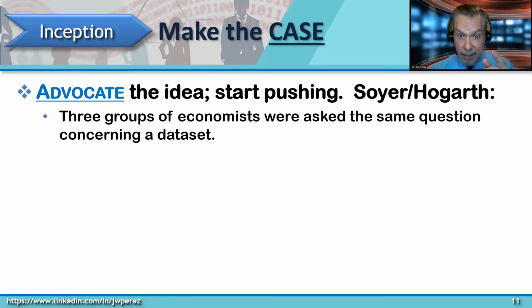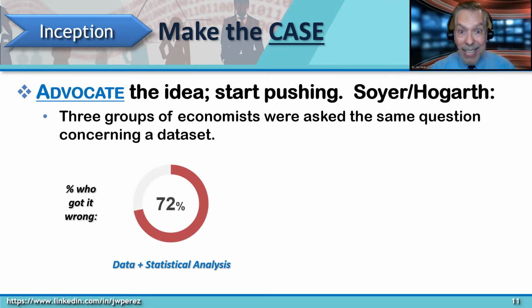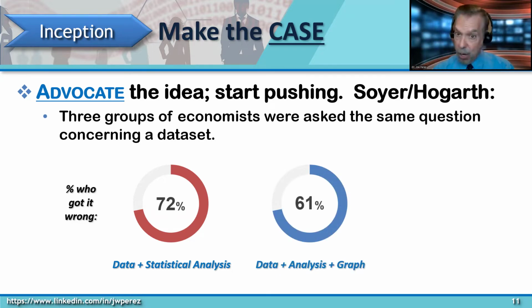One group was given the data and a standard statistical analysis of the data. Remember, they only had one job to do here, right? Just one question. 72% of those economists could not get the answer right. A second group was given the data, the statistical analysis, and a graph. Now, if you guess that the second group did better than the first group, then you'd be right. But not by much. Still, 61% of those economists couldn't pull it off. Again, they only had one question to answer. A third group was given only the graph, no data, no analysis, nothing, just the graph, and only 3% of them got the answer wrong.